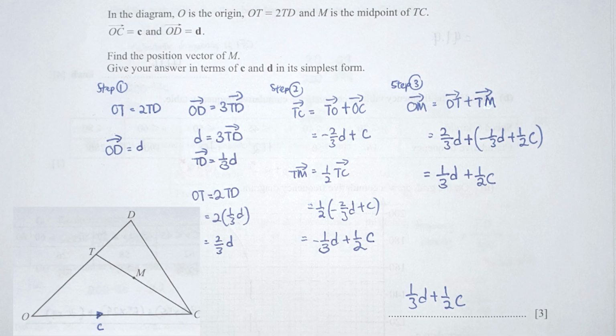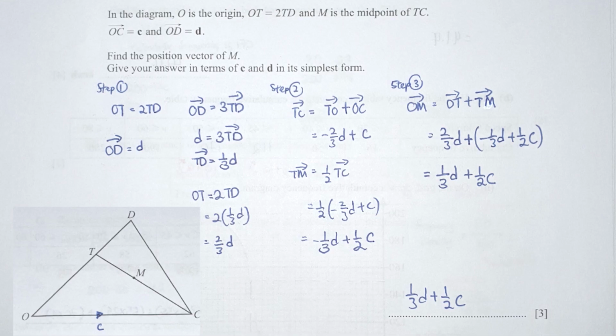Question D. Okay, I fill up the information on OC first. OC is actually your C, and OD will be D, but I didn't straight away fill it up because I'm yet to complete the calculation. So based on the information, they say that OT equals to 2TD. I know that the entire thing can be broken down into 3 parts.